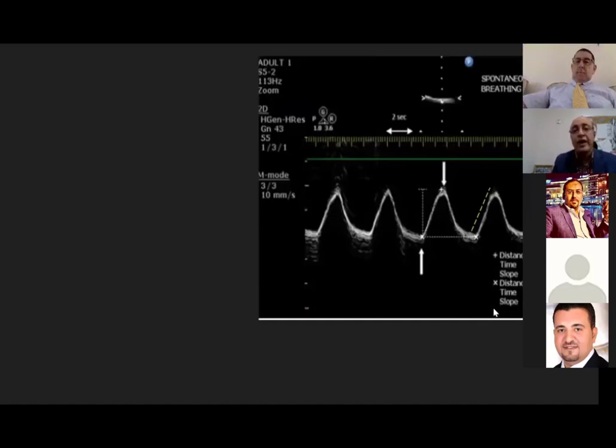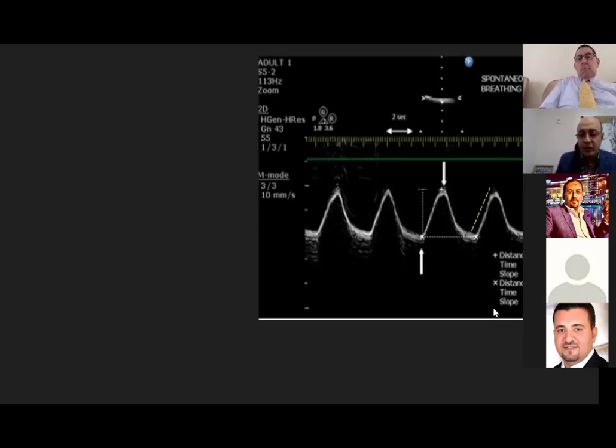But you have to be very cautious and vigilant that this has to be in a spontaneous mode, not on controlled mechanical ventilation. Because with positive pressure, if you are controlling the ventilation or giving high pressure support, the ventilator or pressure support will push the diaphragm up and down. So this is not an indicator of a spontaneous diaphragmatic excursion. It has to be in a minimal pressure support spontaneous breathing trial.